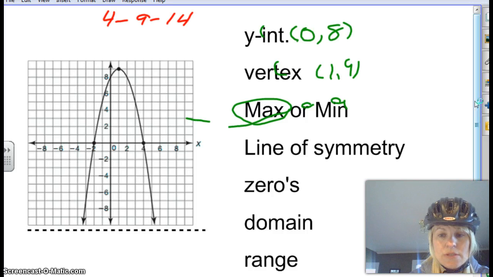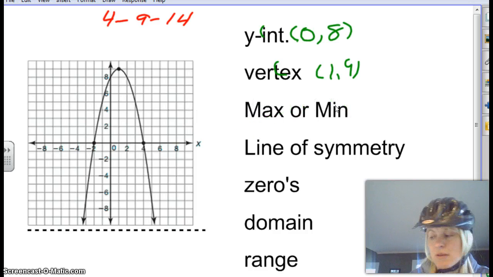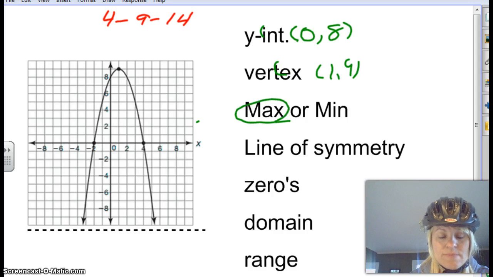Technical difficulties here. Let's try again. So there's the cursor, but then the point's way over there. So here's the maximum, and it is at the 9.